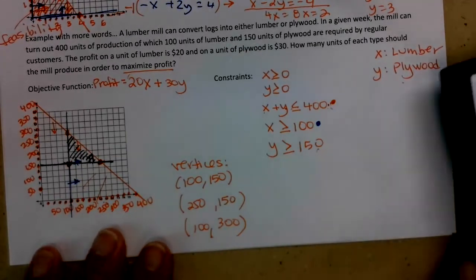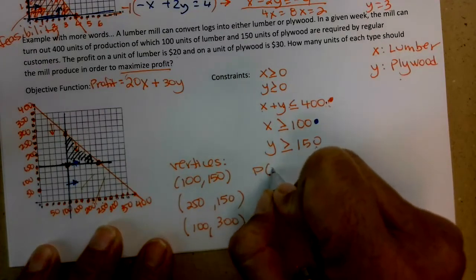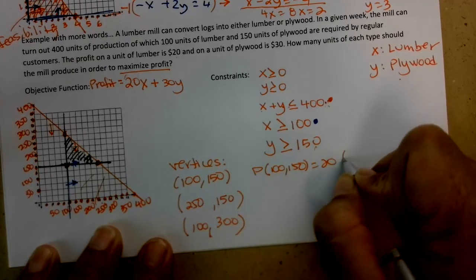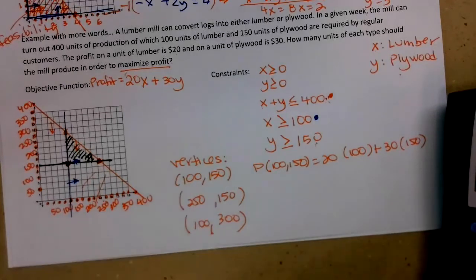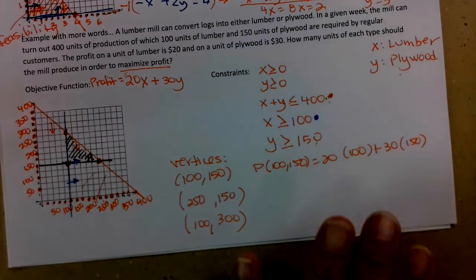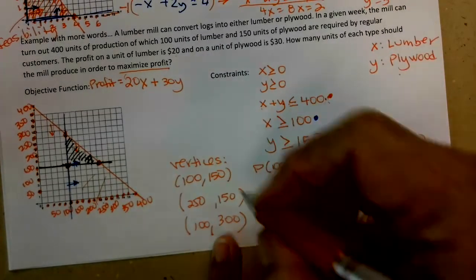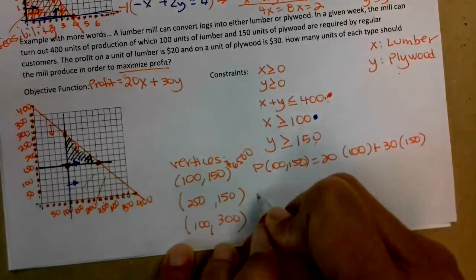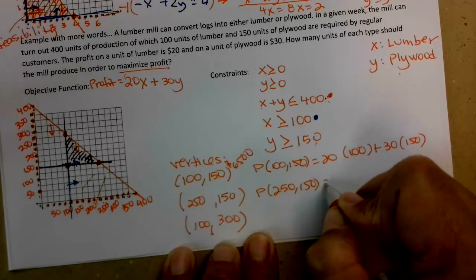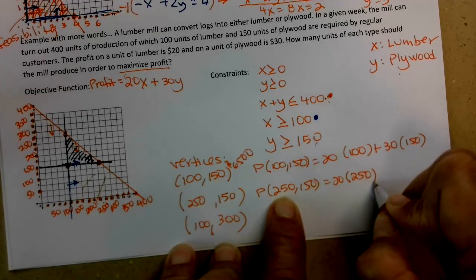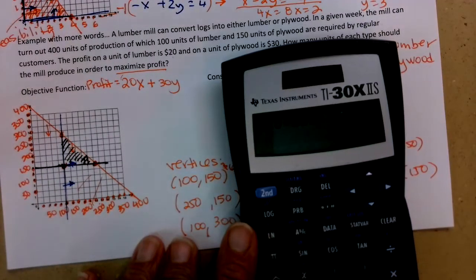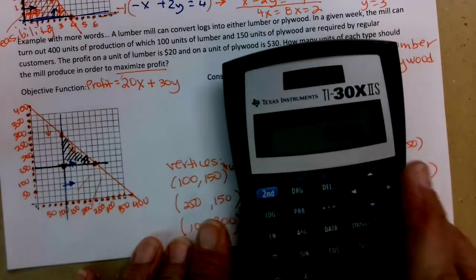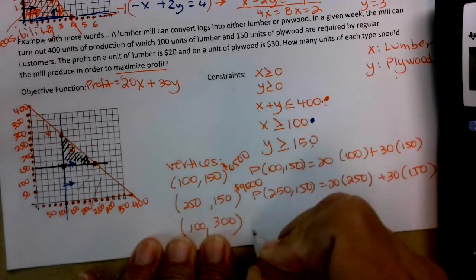Oh my gosh, here we go. I'm gonna use a calculator for sure. So the first one, P for profit, 100, 150. So 20 times 100 plus 30 times 150. Right? What do we get there? So that's $5,500. Where am I going to write that? I think I'll write it just here alongside it. Let's do our next one. Profit of 250, 150. So 20 times 250 plus 30 times 150. So $9,500. Okay, so that's bigger.